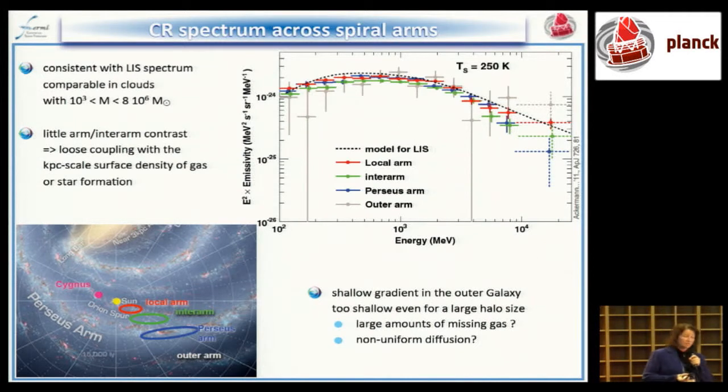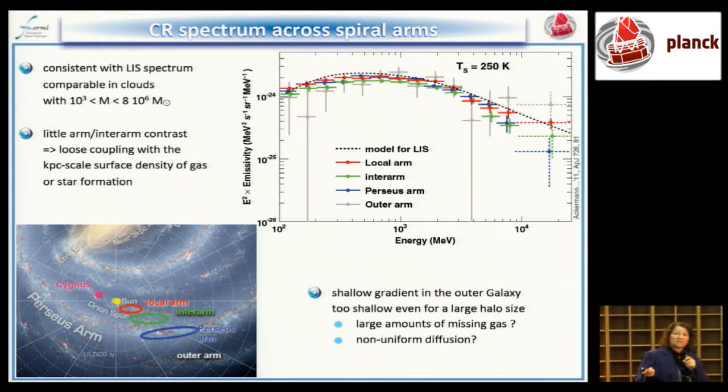Okay, and what is a little more surprising to us is we've done that in local clouds, but we've also done that further away. Here you have the sun and spiral arms, and we've done that in big complexes in the local arm and Perseus arm and so on, in the Cygnus region. And we find surprisingly the same spectrum, which is consistent with what we have at Earth, and very little variation, less than a factor of 50% or something equivalent, which means that the cosmic rays are very loosely coupled to star formation rate, source distribution, whatever.